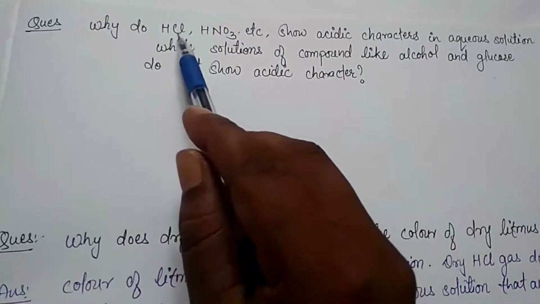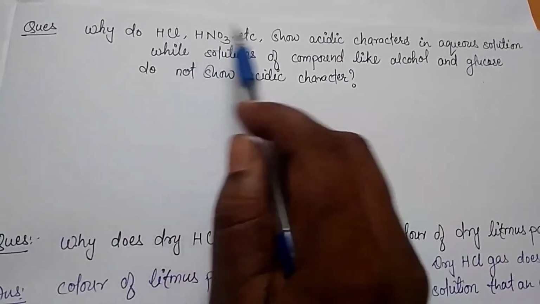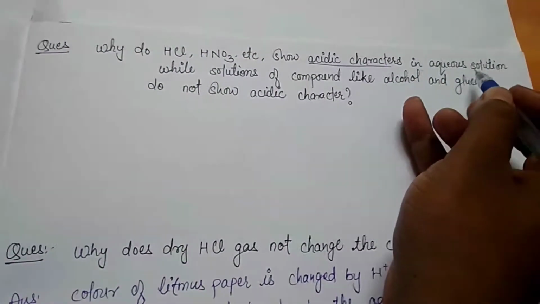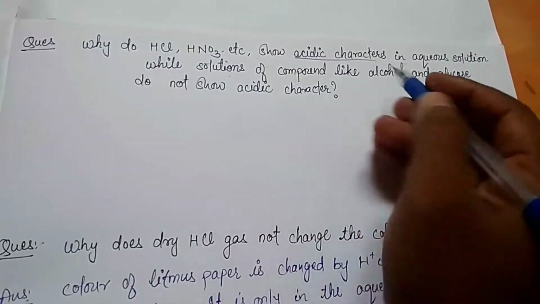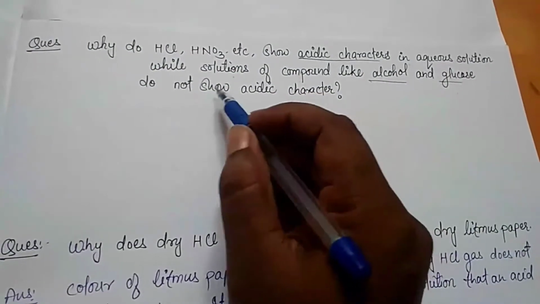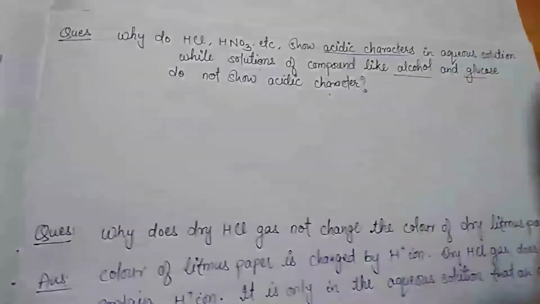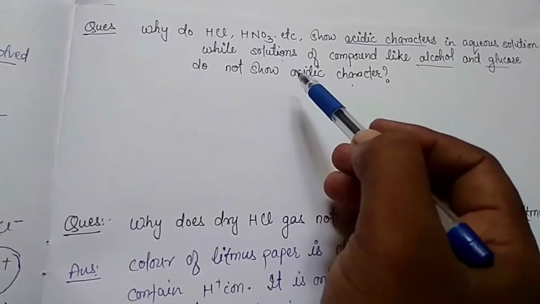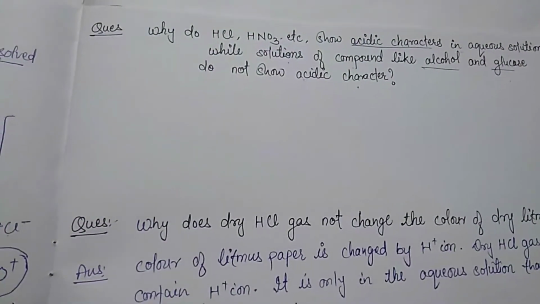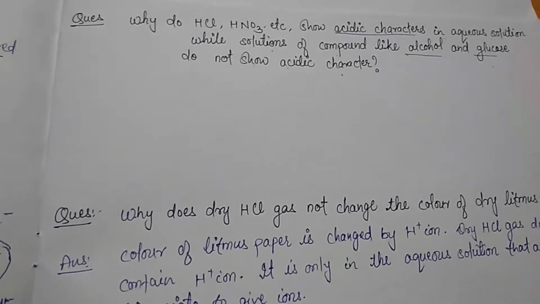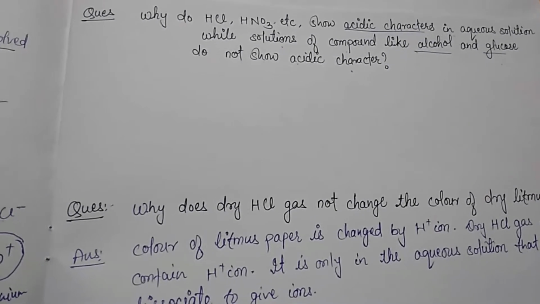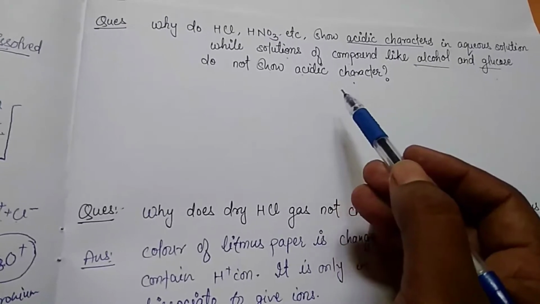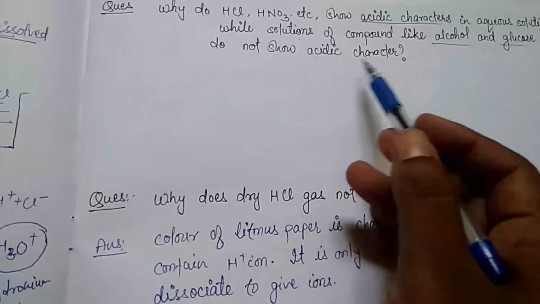See, children, why do HCl, HNO3, like nitric acid, hydrochloric acid, etc., show acidic character in aqueous solution, while solutions of compounds like alcohol and glucose do not show acidic character? First of all, we have to understand, children, which type of compound shows acidic character. I told you, children, that those compounds which dissociate and give hydrogen ion can conduct electricity and show acidic character. But those compounds, although having hydrogen, if they do not dissociate into hydrogen ion, will not show acidic character.